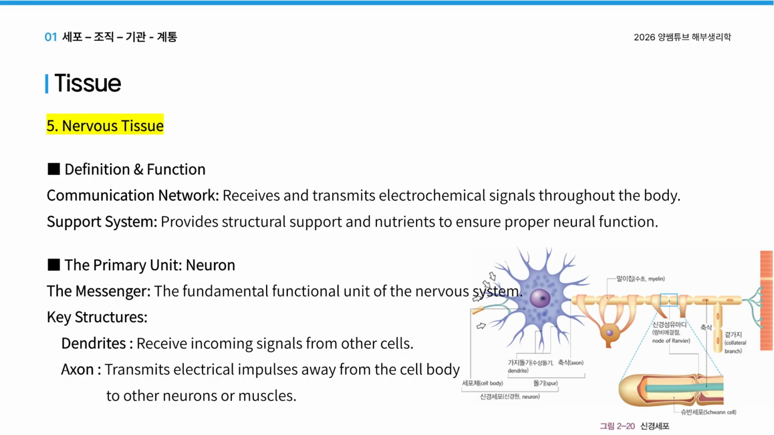Axon. This is the long, tail-like structure. It transmits electrical impulses away from the cell body to reach other neurons or muscles. As you can see in the image, the axon is often wrapped in a protective layer, the myelin sheath, which helps signals travel even faster. We'll talk more about the helpers behind this process, the glial cells, in the next section.